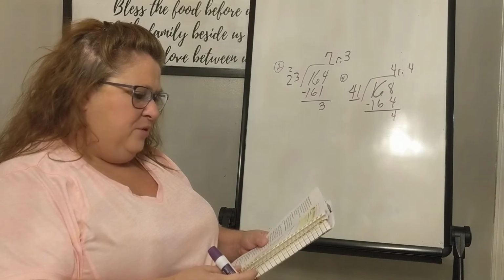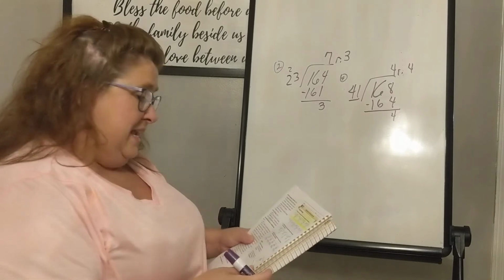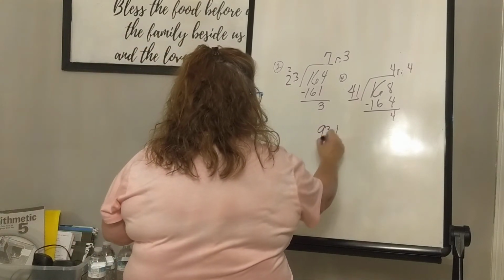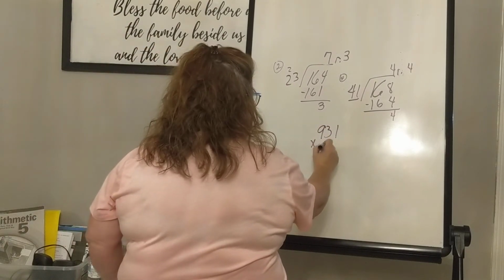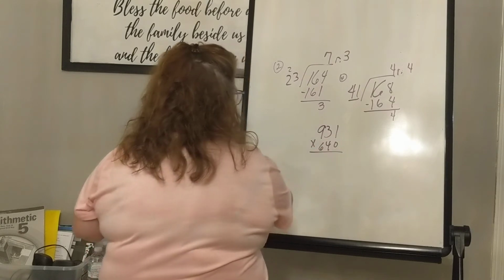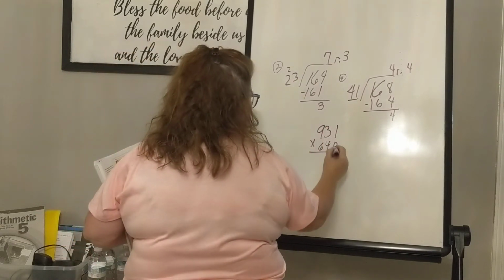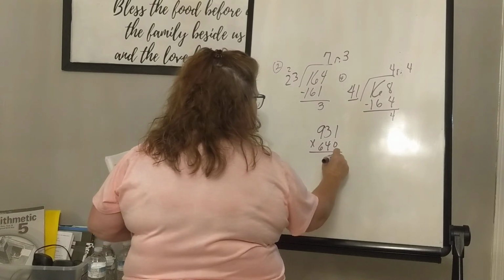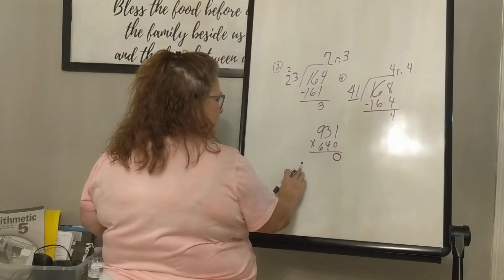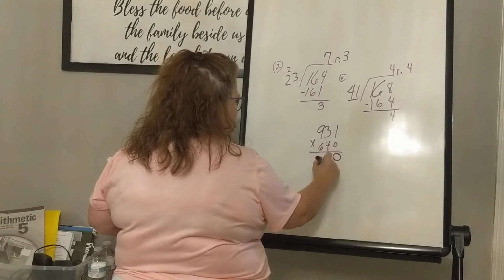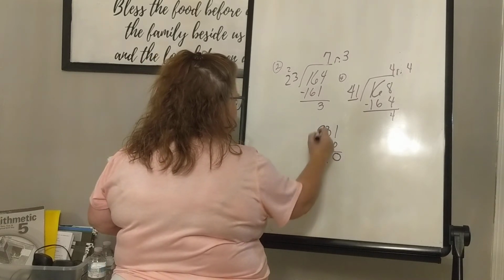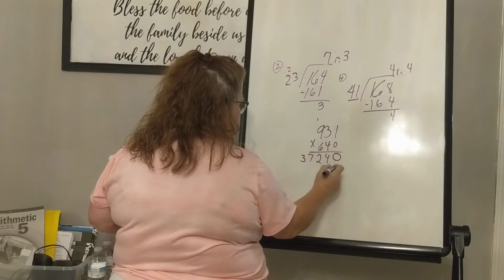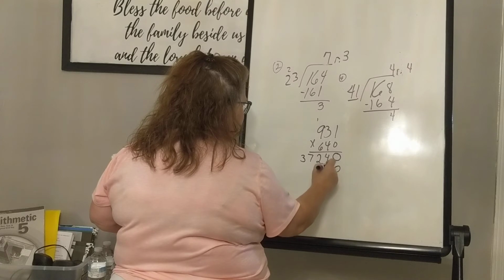Multiplication, let's look at letter D for multiplication, okay? So we have 931 times 640. I'm going to multiply everything by the ones place. 1 times 0 is all going to be 0, so I'm going to go ahead and put my 0 in the ones place and start multiplying everything by the tens place. 1 times 4 is 4. 3 times 4 is 12. Put 2 down, carry the 1. 9 times 4 is 36, plus that 1 is 37.